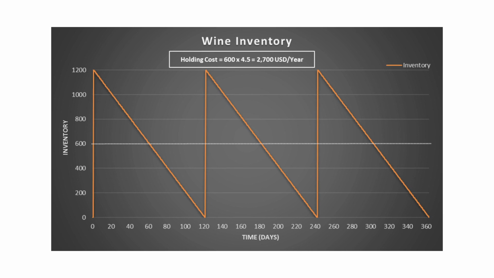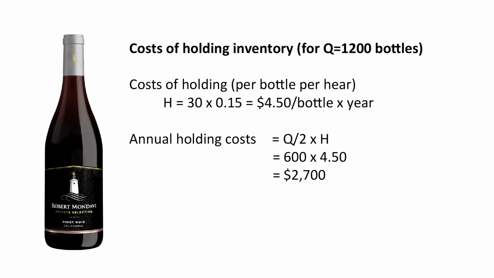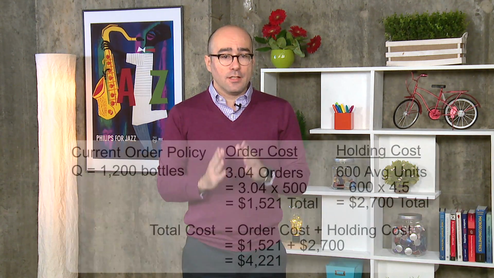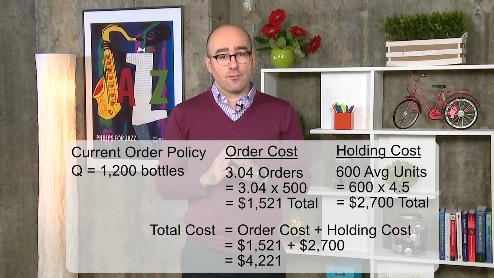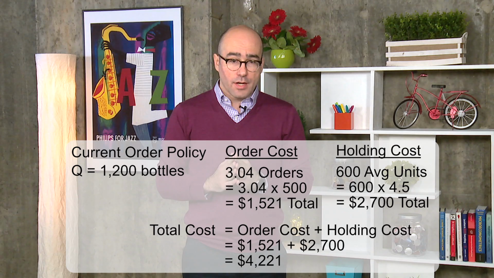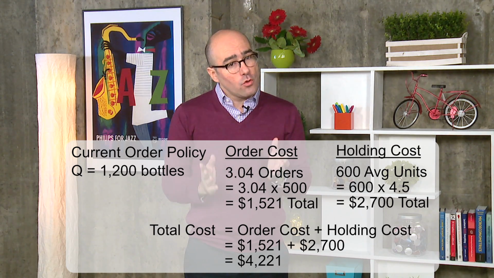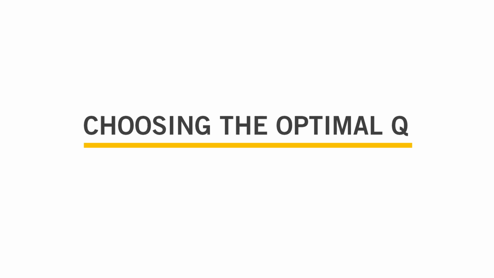So the average inventory is going to be 600. With an average inventory of 600, his holding costs are going to be $2,700 per year. Now, note that these holding costs are higher than the order cost that John had. The total costs are going to be the total ordering cost plus the total holding cost, which in this case is $4,221. Now the question is, can we do better than what John was doing?